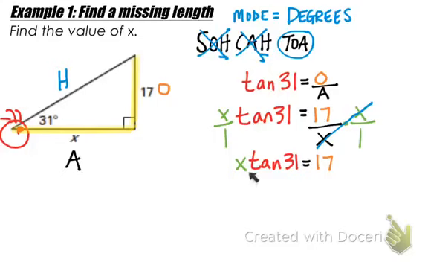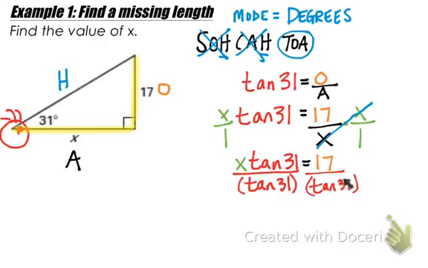And now since you have to solve for x, you have to get x all by itself. This reads x times the tangent of 31. It's not x times 31 times tangent, it's a function, so it's tangent of 31. The 31 belongs with the tangent. So, since we're multiplying between x and tangent, we're going to divide both sides by tangent of 31.